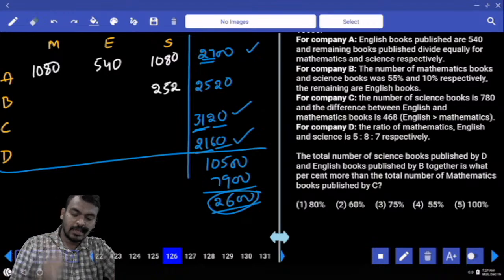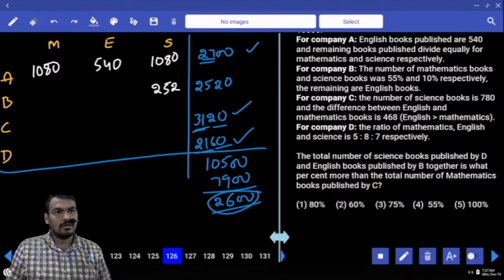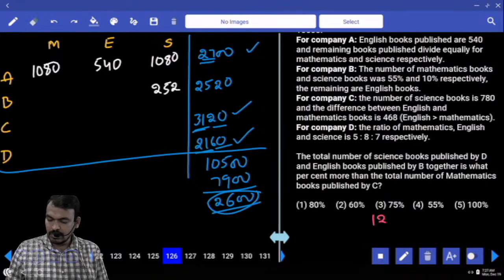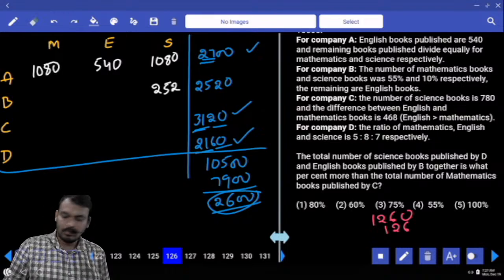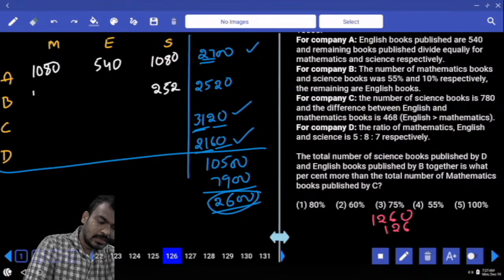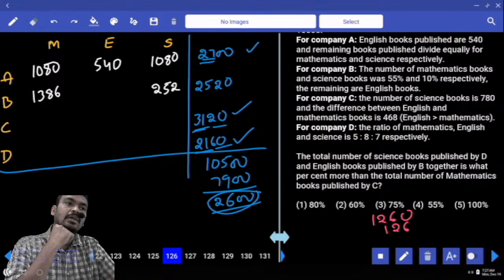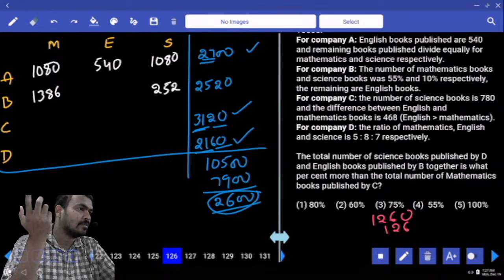Next, 55% are math books, or not? What is 50% of 2520? 55 means 50% plus 5%. What is the 50%? 1260. Again 10%, again 5%: 126, or not? Both are adding to 1386, or not? Okay, 55 plus 10. How much percent is completed? 65%.